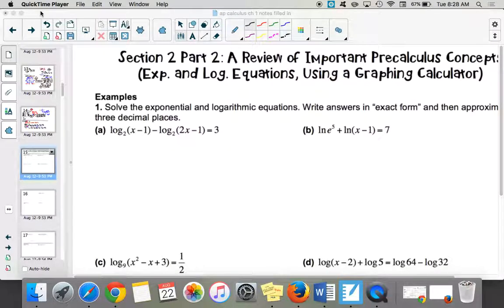Review section, section 2, part 2. It's still reviewing some pre-calc and algebra 2 topics. We're going to do exponential equations, logarithmic equations, and we're going to review how to use our graphing calculator, so we've got a lot for today.